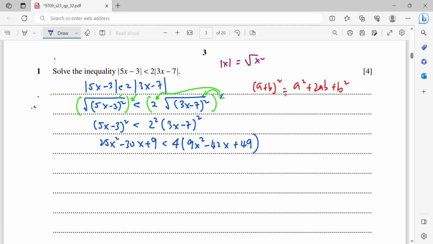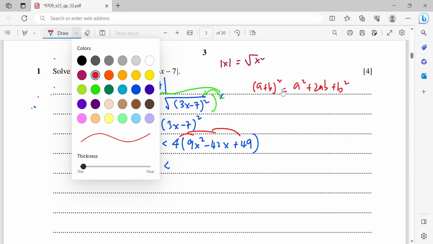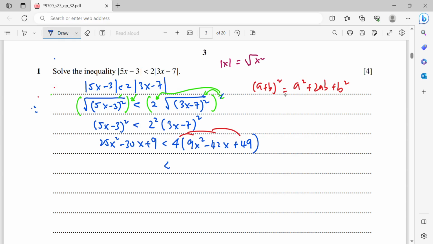Okay, so now for the left hand side, I will just leave all the terms. For the right hand side, I will be doing the expansion. So all the terms are multiplied by 4. Then from here, I will be getting 36x squared. So 4 times negative 42x will be minus 168x. And then the last term will be 196.